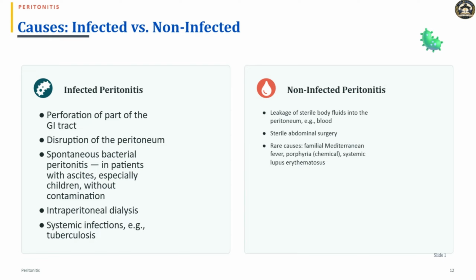On the other hand, non-infected peritonitis can be caused by the leakage of sterile body fluids into the peritoneum, such as blood, or as a result of sterile abdominal surgery. Rare causes include familial Mediterranean fever, porphyria due to chemical irritation, and systemic lupus erythematosus.